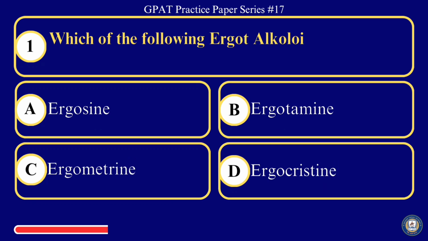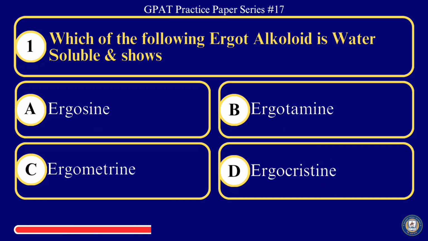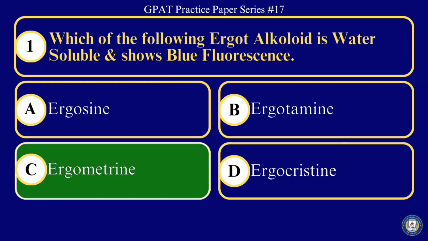Question number 1. Which of the following ergot alkaloid is water soluble and shows blue fluorescence? Your options are A. Ergocine, B. Ergotamine, C. Ergometrin, and D. Ergocristin. And the correct answer is option C. Ergometrin.